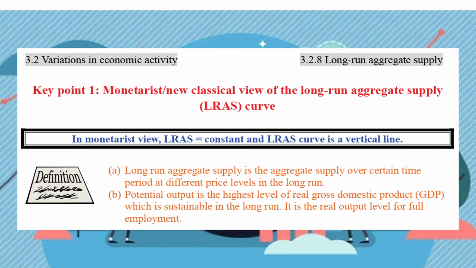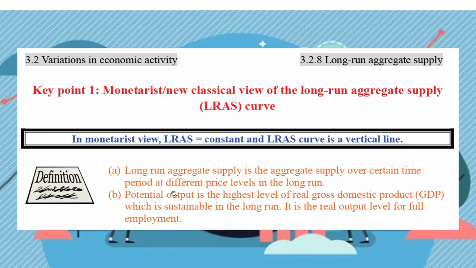So in the monetarist view, the long run aggregate supply curve, LRAS, is constant, and it is vertical. Wow, perfectly inelastic. Why? You will learn it very soon, but first, let's define something. Long run aggregate supply is the aggregate supply over a certain time period at different price levels in the long run. But what do we mean by the long run?